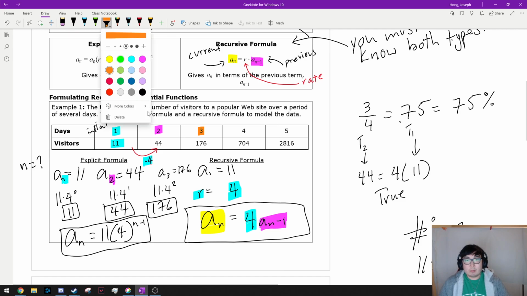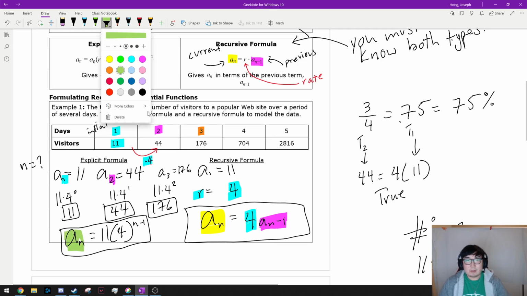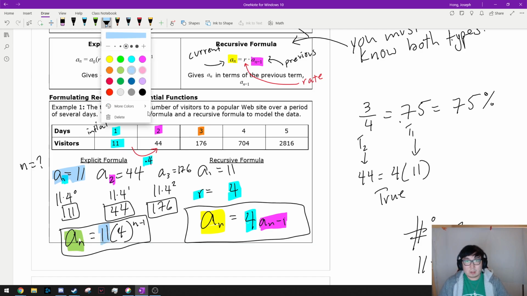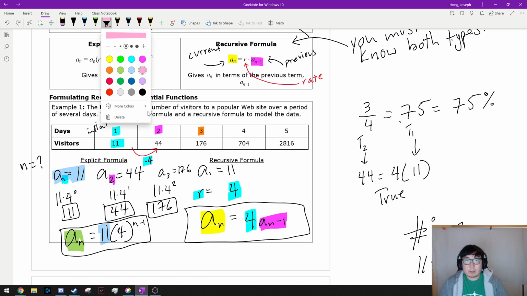So let me just label real quick the colors. I'll start with this green color. AN is still AN. This A1 is this A1, which is this right here. This pink R is right here. I guess I should mark this blue just because in my recursive formula it's also blue.